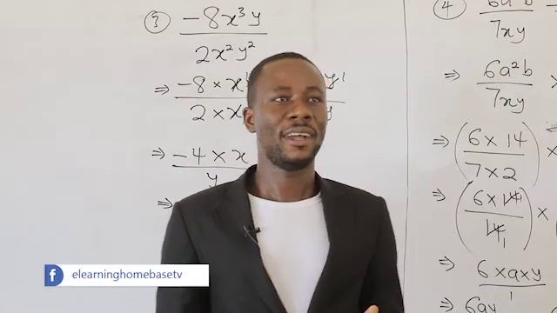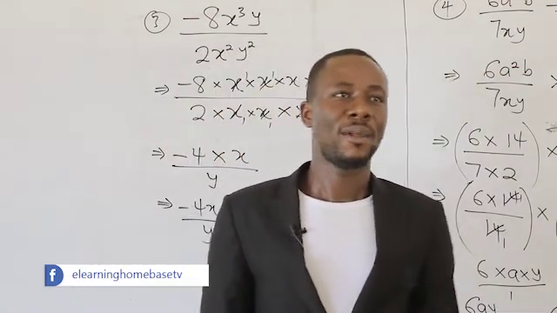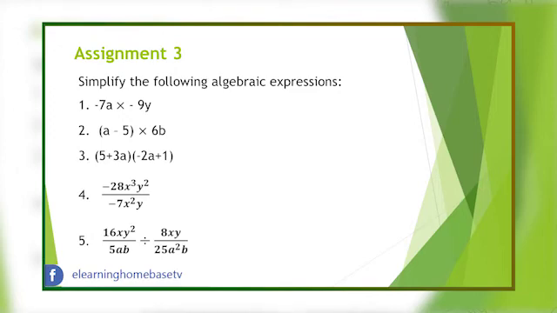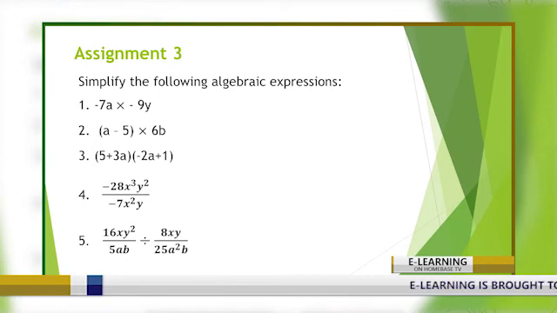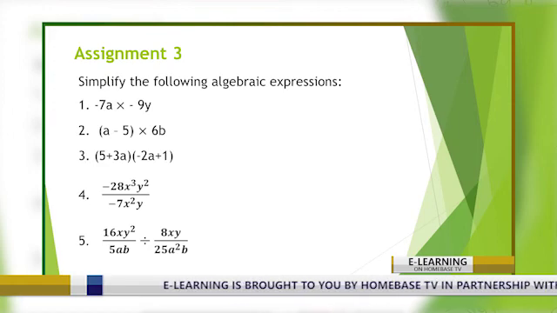Good. Now, move on to the next slide, which is the assignment for today's lesson. You have to simplify the following algebraic expressions. So the first question is negative 7a times negative 9y. The second one is a minus 5 in brackets times 6b.